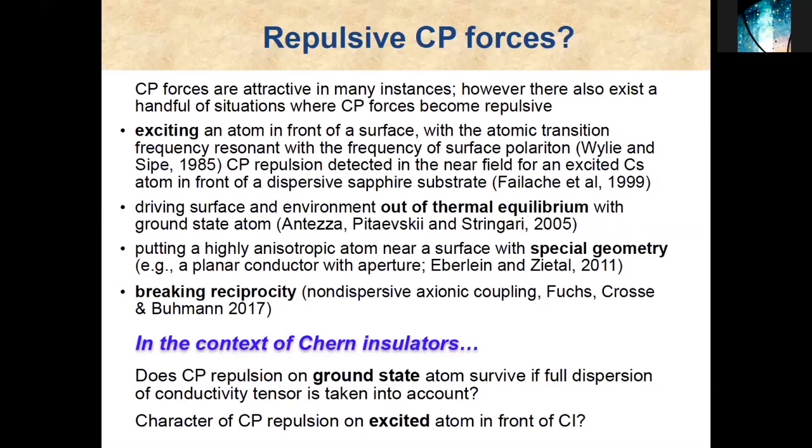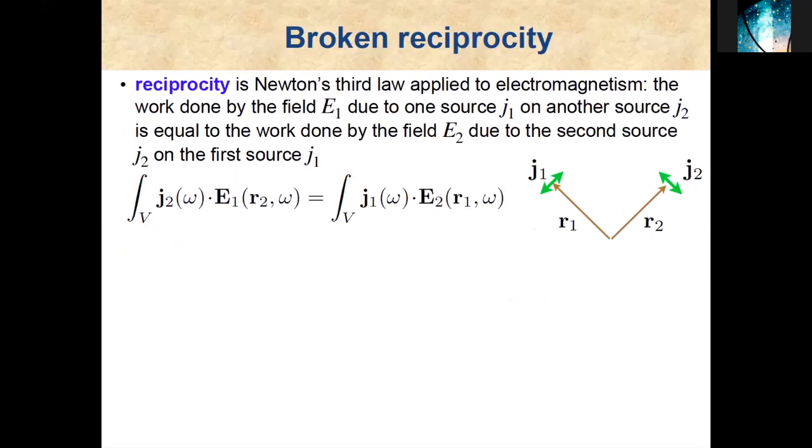We mentioned reciprocity, and in a nutshell, reciprocity expresses Newton's third law applied to electromagnetism. So consider two sources, J1 and J2. J1 and J2 give rise to field responses, E1 and E2. Reciprocity is a statement that the work done by E2 on J1 is equal to the work done by E1 on J2.